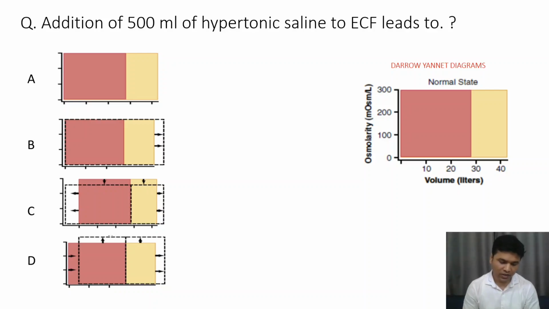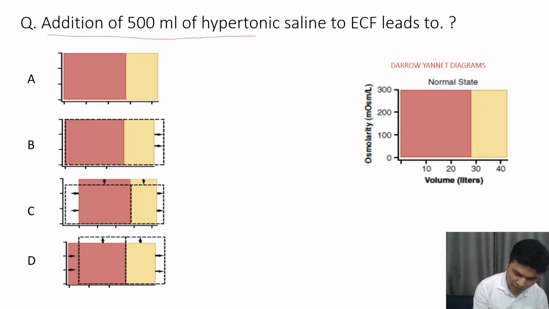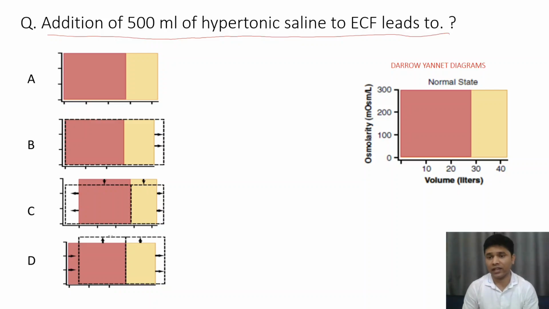So here the question is that addition of 500 ml of hypertonic saline to ECF, extracellular fluid, means giving an injection. Simply, saline is infused, so saline will go to the extracellular fluid, or you can say plasma, mix with the plasma and then go to the extracellular fluid. So here the saline is hypertonic to ECF; you will see what the change may be.